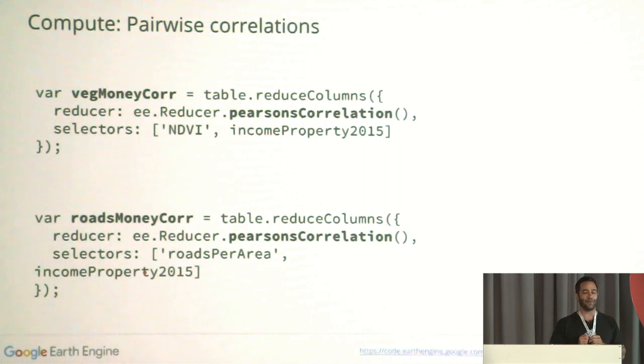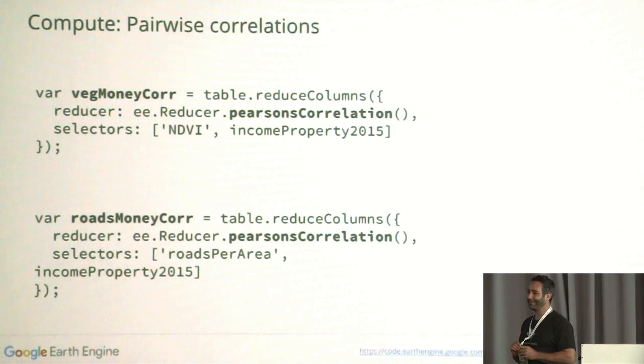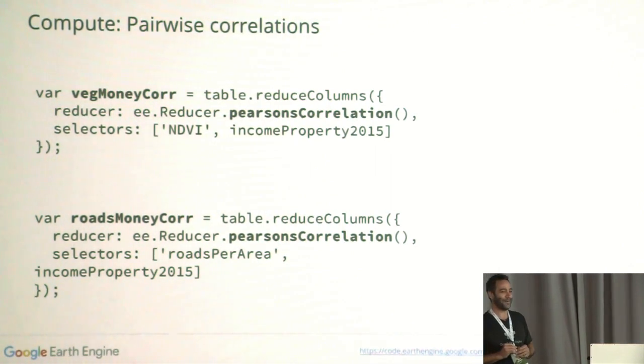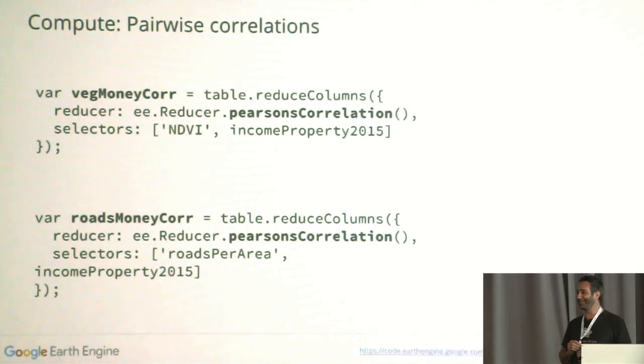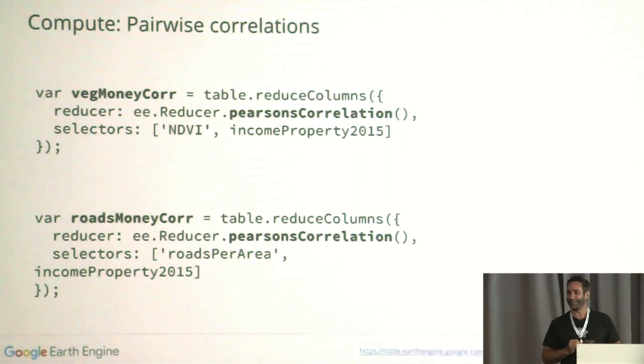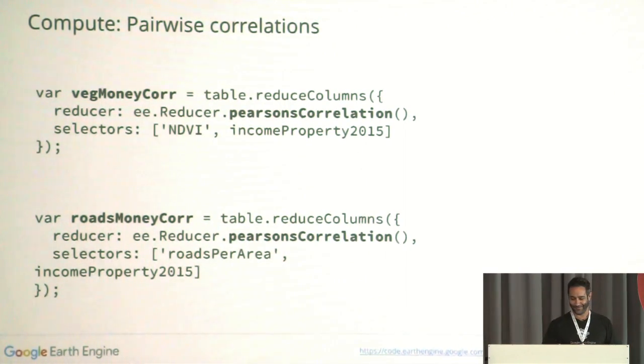And before I reveal the result, are there any guesses? How about sign? Positive or negative on these correlations? Vegetation and money, positive or negative correlation? Positive. How about, you say negative? How about the next one? Negative. Shall I reveal the result?